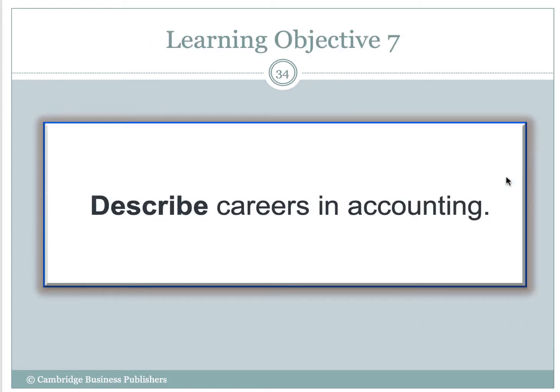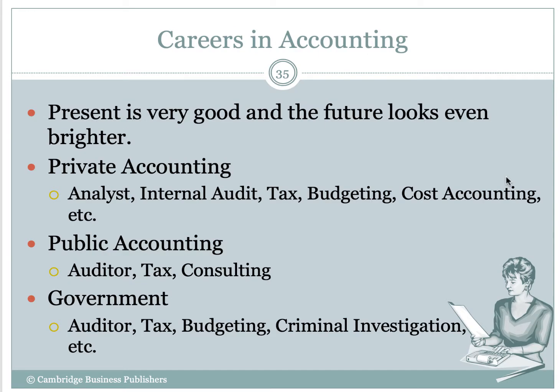Okay. Describing careers in accounting, right? Well, there are a number of things we can do in accounting, right? We can do private accounting, okay? Meaning we can become an analyst, right? We can become an internal auditor. We can be a tax accountant for a specific company. We can be a cost accountant, right? Or we can go the public route, meaning we can offer our services to the general public. We can audit company records. We can prepare tax filings for corporations and individuals. And also we can offer consulting services.